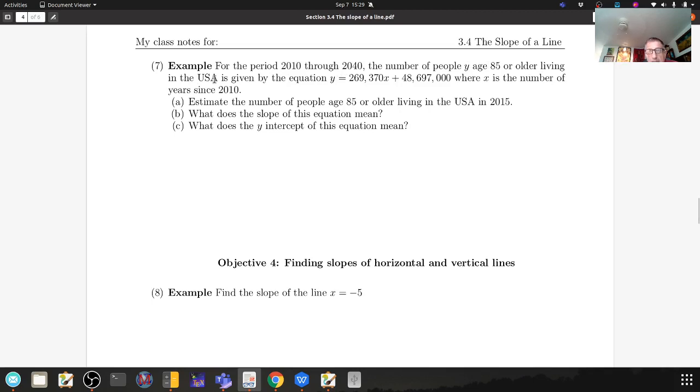So the y-axis values stand for people 85 years or older living in the USA, and are given by the equation y = 269,370x, that's a pretty steep slope, plus 48,697,000, where x is the number of years since 2010. So estimate the number of people age 85 or older living in the USA since 2015.